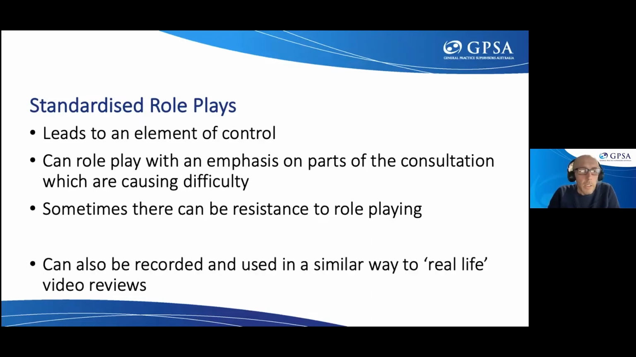And the really good thing that you can still do is video them. So you could run a role play and then rewind, and with those registrars that are struggling and need to observe, they can be videoed. And the beauty of that is it doesn't break any medico-legal rules in any jurisdiction.